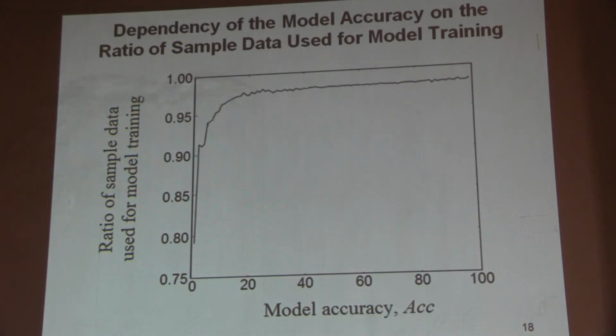And this chart shows the ratio of sample data that we need for training to get quite good model prediction accuracy. So it appears that for this specific experiment problem, we needed only 30% of data to get the model quite accurate.